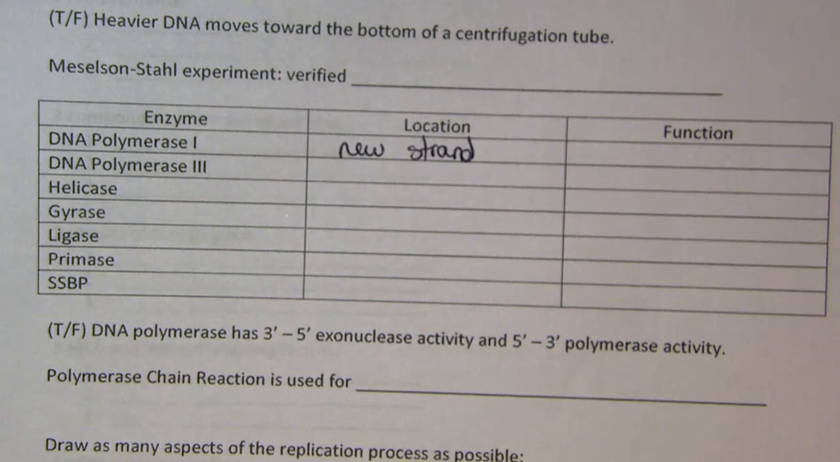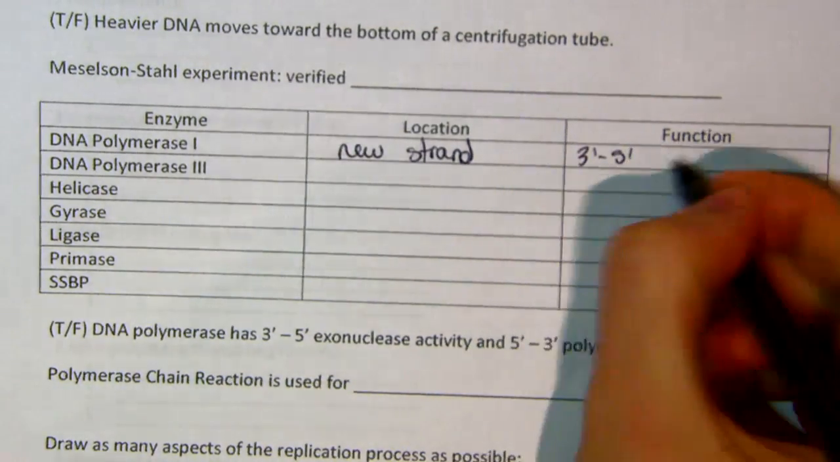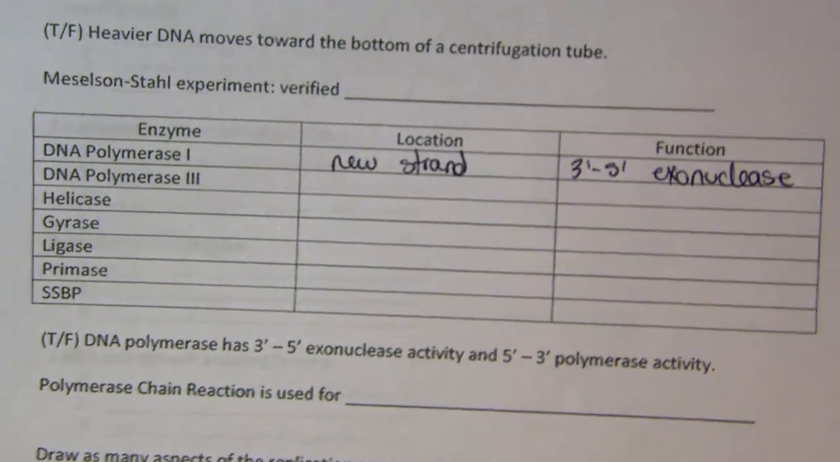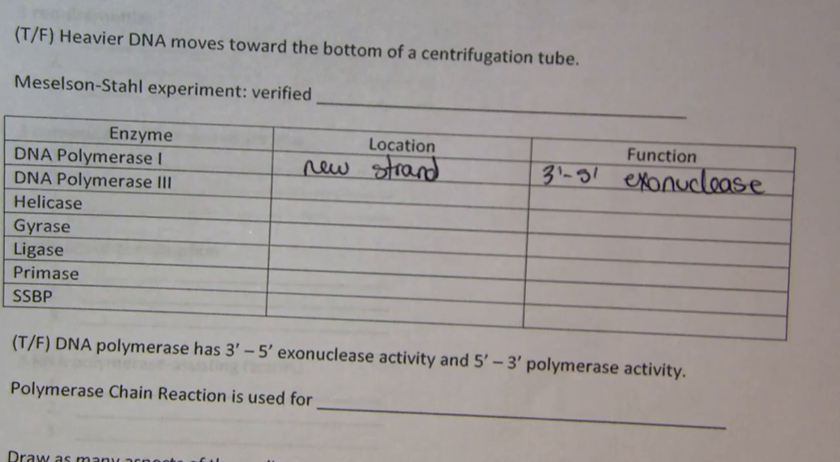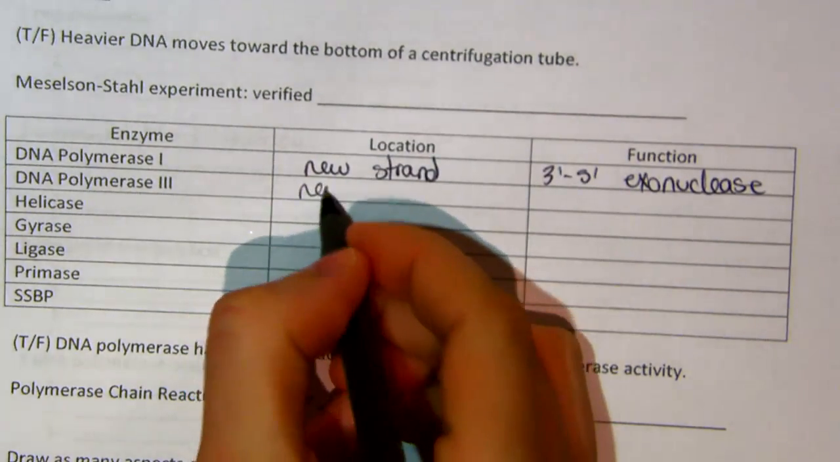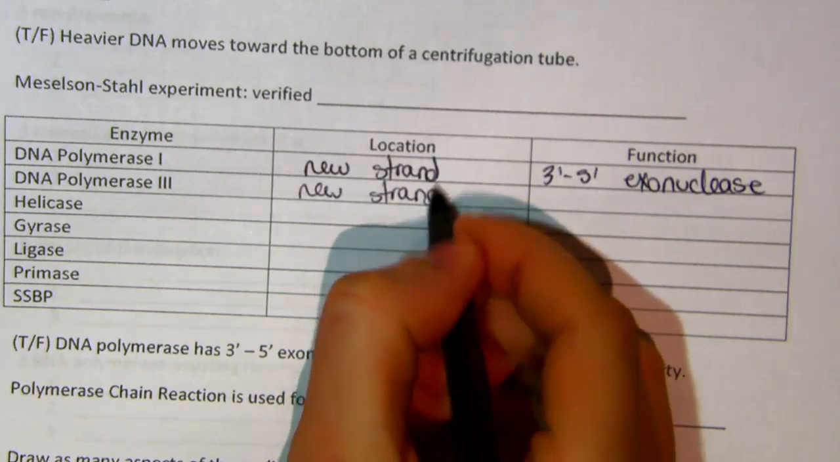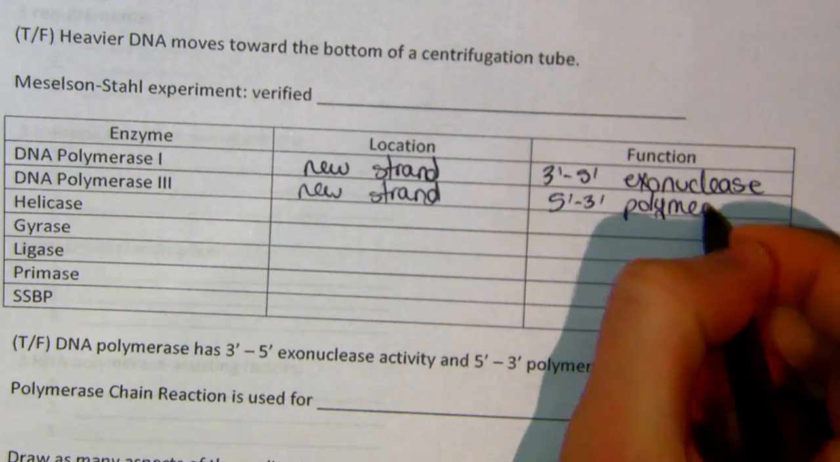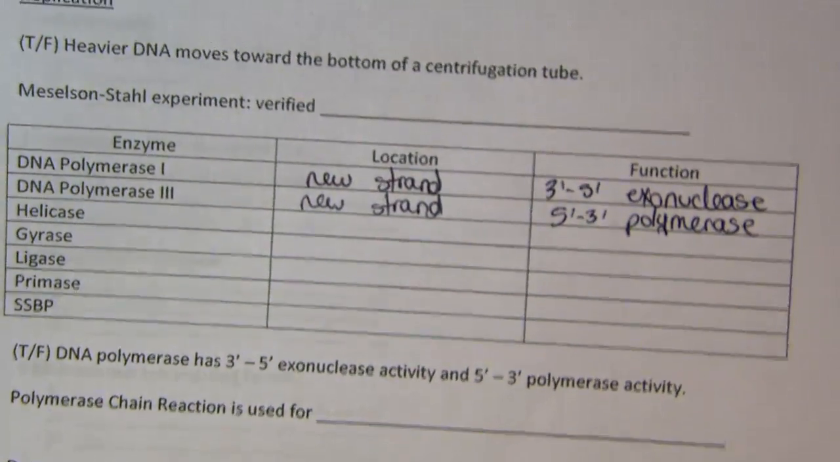And what's its main function? It has multiple, but its main one. Is it a polymerase or an exonuclease? It's an exonuclease. In what direction do exonucleases work in? 3 to 5, good. So it's a 3 to 5' exonuclease. That's its main function. What about polymerase 3? Where's that working? Good, again, it's at the new strand. It's actually making the new strand, which it has then 5 to 3' polymerase activity. Where's helicase?